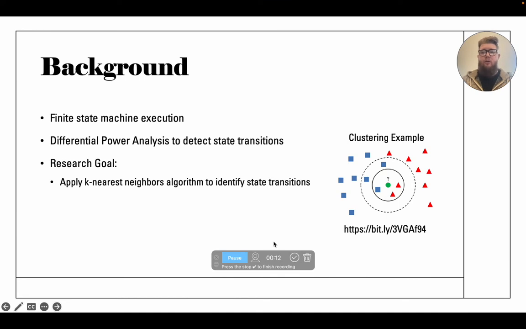So, effectively, what this study is meant to show is, given a finite state machine executing on an embedded device, we hope to be able to say some things about that execution, about that particular state machine. We are going to apply the principles of differential power analysis to try to detect the state machines and possibly differentiate between the individual states as well. Our primary focus was to apply the k nearest neighbors algorithm to accomplish these goals.